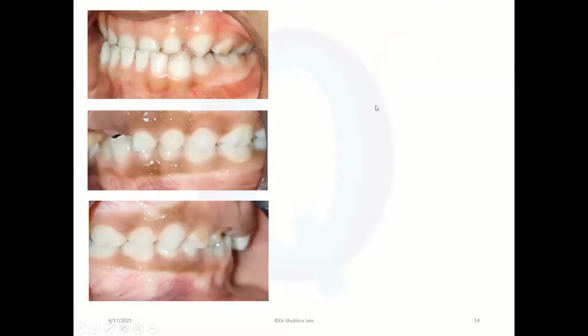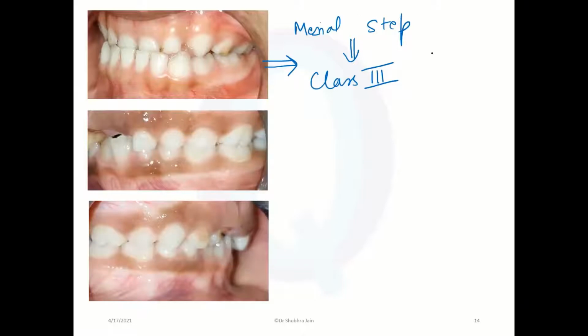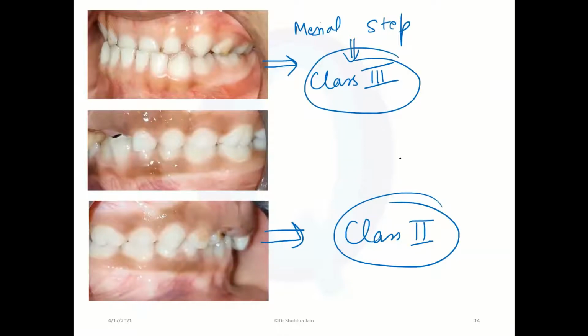Now we will just see the clinical implication of this as well in this slide itself. Do you see this is a mesial step relationship? So what kind of occlusion is this? Can you see there is a crossbite in the anterior region? So mesial step has a tendency to go towards class 3. You understand this concept now? Mesial step has a tendency to go towards class 3 and distal step has a tendency to go towards class 2. So you understand these two things? This is a very important concept.